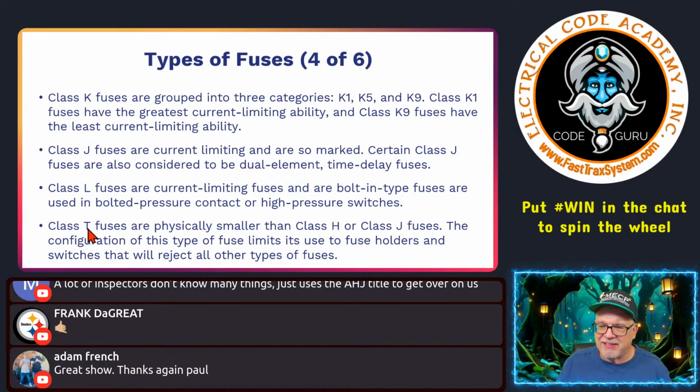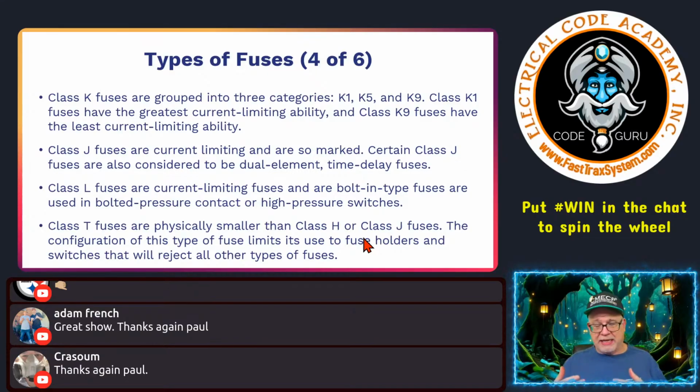And then Class T fuses are physically smaller than the Class H, which we said was our happy homie, or Class J, which are current limiting, but can be dual element or time delay. It says the configuration of this type of fuse limits its use to fuse holders and switches that will reject all other types of fuses. So if I have a fuse holder that accepts Class T, it's designed to only accept Class T and reject any other.